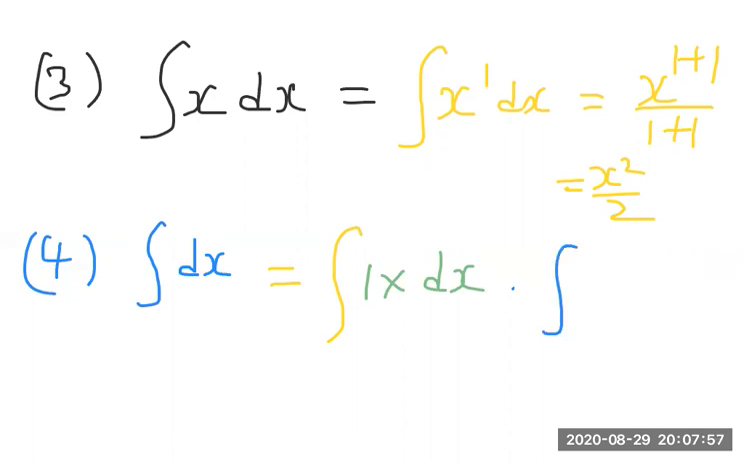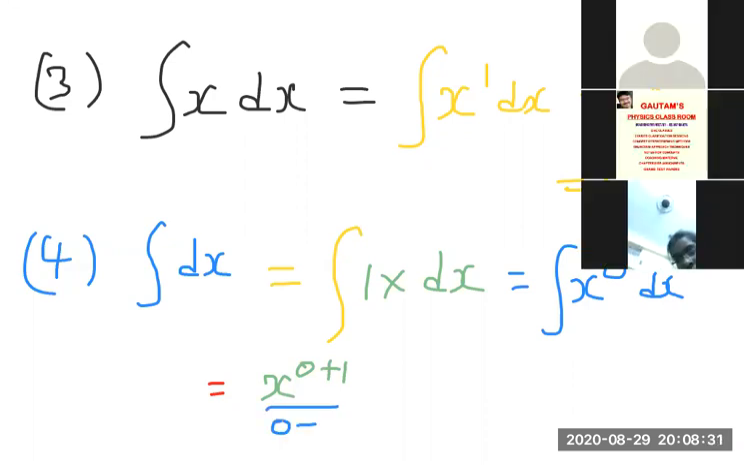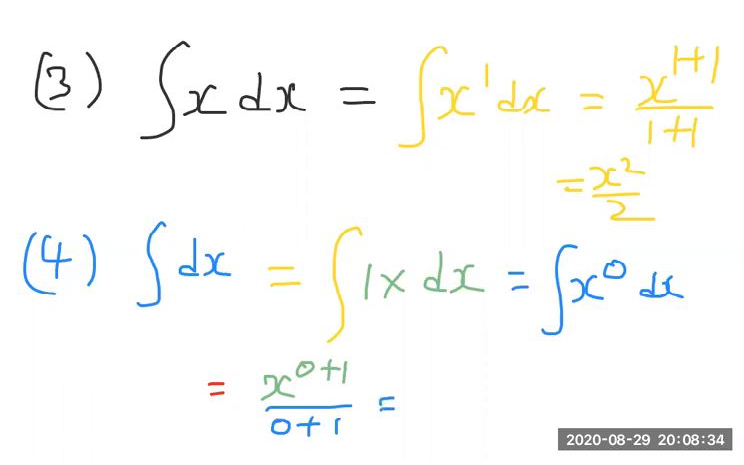Why did I select only x power 0, and not y power 0 or m power 0? Because we are integrating with respect to x, so we have to take 1 in terms of x, and x power 0 is 1. So what should I write now? x power 0 plus 1 by 0 plus 1. What will be my answer? The answer is x power 1 by 1, simply x.